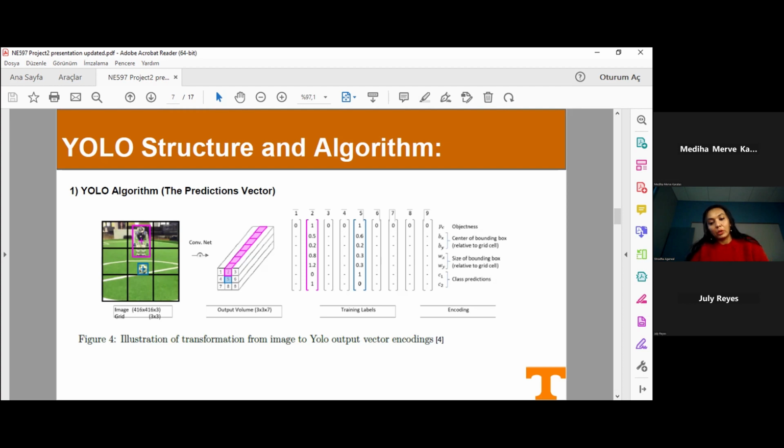And it tries to optimize based on regression between the bounding boxes, the predicted one and the trained one. And then it predicts the bounding box.